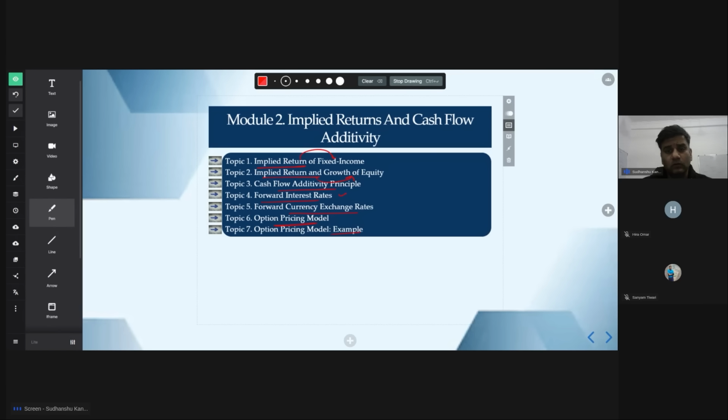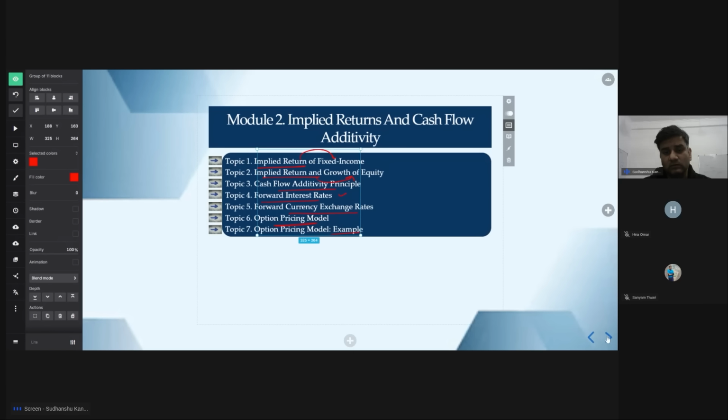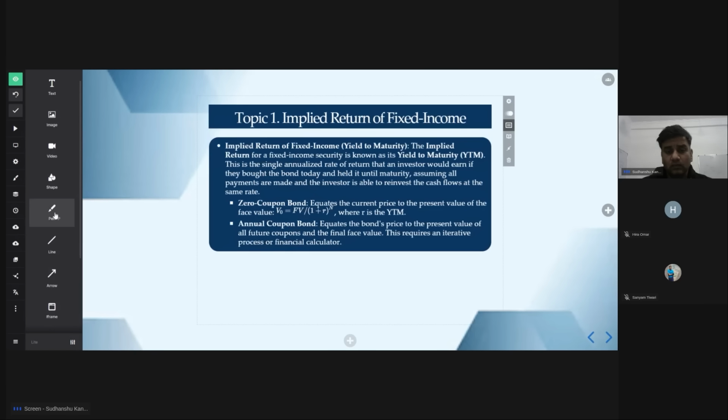Okay, so let's start ahead and try to understand. Firstly, we are trying to understand the implied return. Implied is something which is not stated explicitly, but which comes out from itself. So, implied return for a fixed income security is known as the yield to maturity, a concept which I explained to you very well yesterday.